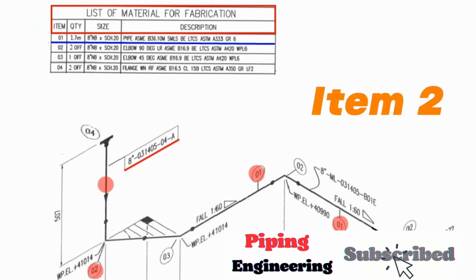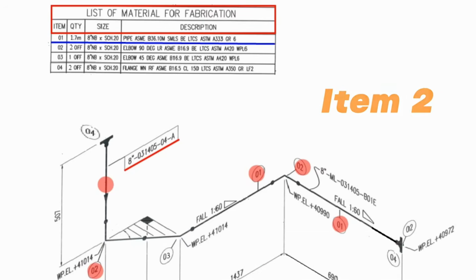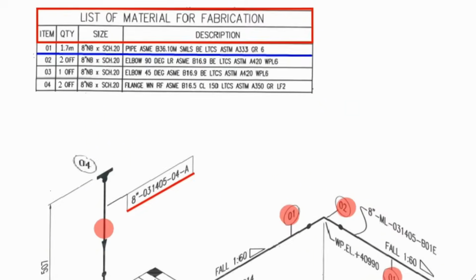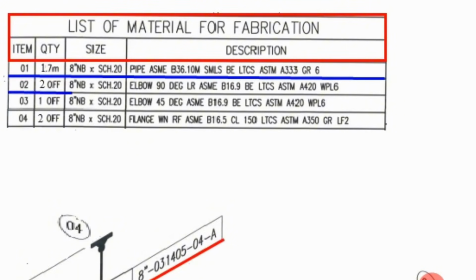Item number 2 is shown in two places of this pipeline drawing. Let's look at the material list. Item number 2, the quantity is 2 off, size is 8 inch, schedule 20, elbow 90 degree, long radius, ASME B16.9, low temperature carbon steel material, ASTM A420.